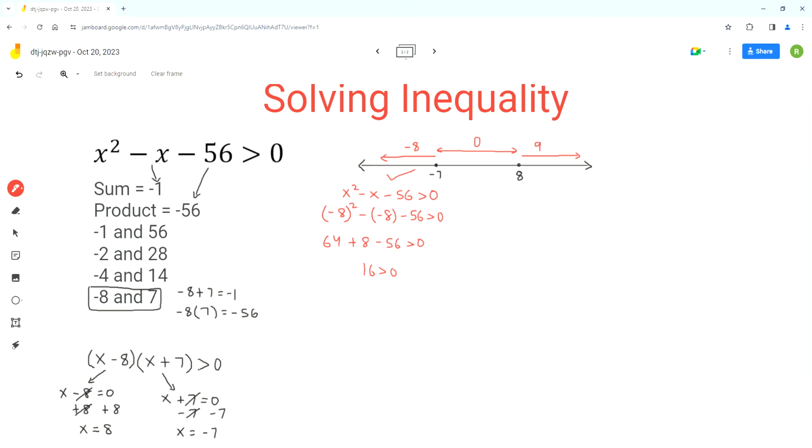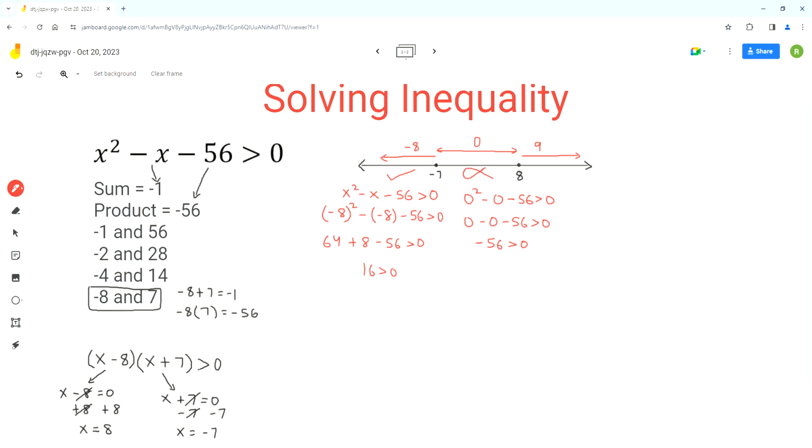So now we'll do the test in the middle part. So we'll sub in x as 0. So we get 0 squared minus 0 minus 56 is greater than 0. And then 0 squared is 0, minus 0 minus 56 is greater than 0. Now we can combine these numbers. So we get negative 56 is greater than 0. Now this is not true because negative 56 is a negative number. So that means this inequality does not hold true in the middle part of the number line.